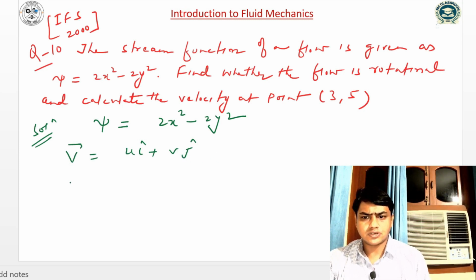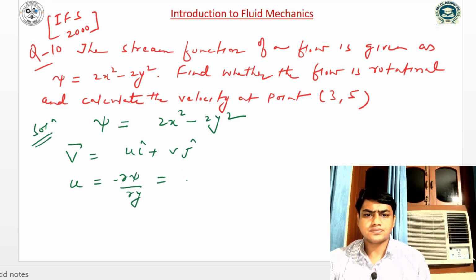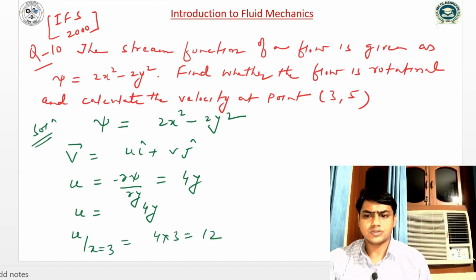So the x component can be written as u is equal to minus del psi by del y. Here del psi by del y is minus 4y, so u is equal to 4y. So the velocity component at y is equal to 3 is 4 into 3, so it is 12 units.